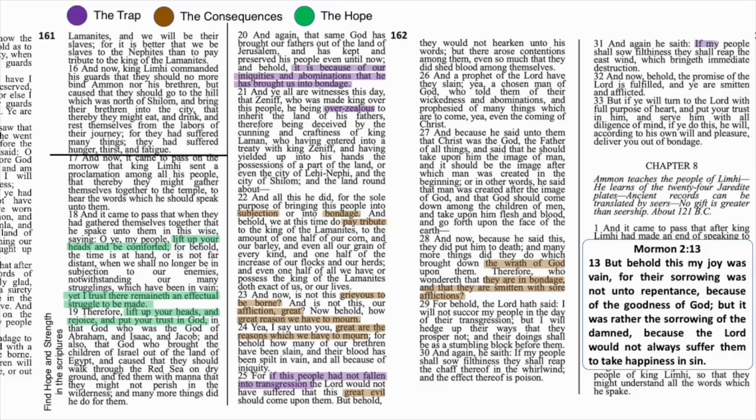You reap what you sow. If you plant filthiness, you will harvest chaff in the whirlwind. But lest we get too discouraged with all of that, Limhi does end on a note of hope.